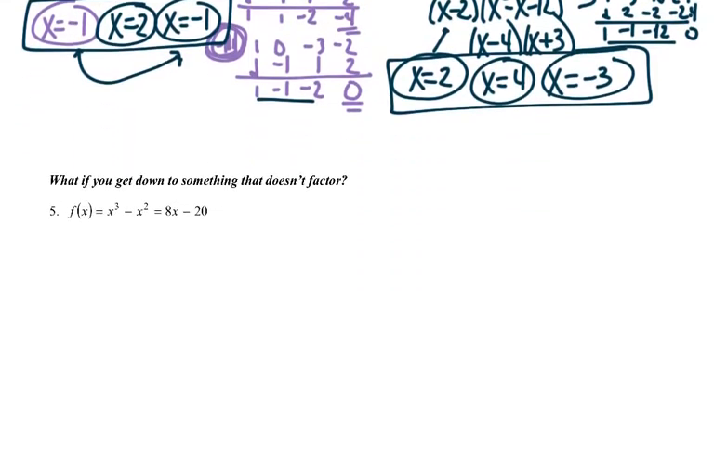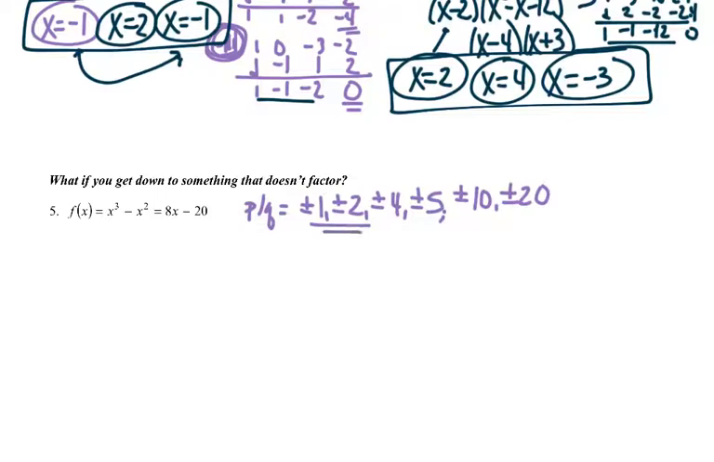Now, what if you get down to something that doesn't factor, right? So again, here the P over Q list is going to be the same as the P list. So it's going to be numbers that go into 20, which is 1, 2, 4, 5, 10, and 20. Another long list. I'm going to focus on the beginning, +1, -1, 2, and -2. Now, I've done this problem before, so I'm going to make a good guess here, again, that it's 2.